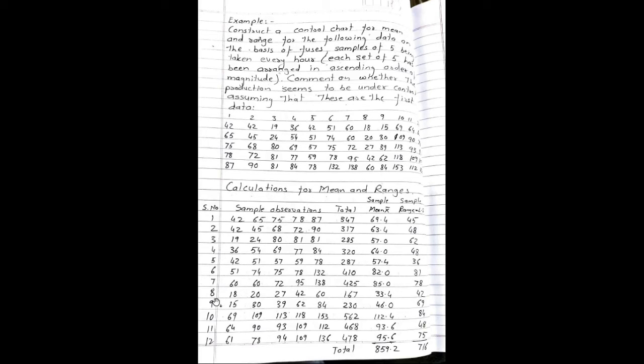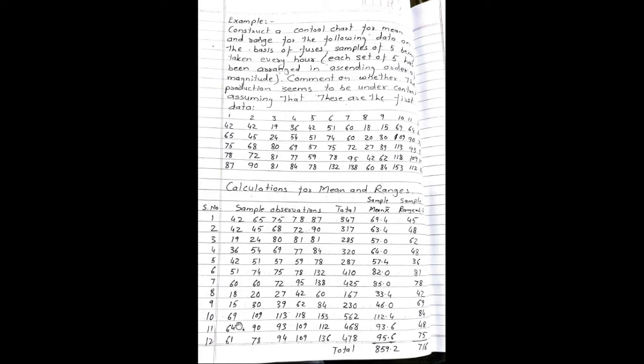Eighth sample: 18 plus 20 plus 27 plus 42 plus 60. Total becomes 167, divided by 5 will give us a mean of 33.4. Then the ninth sample: 15 plus 30 plus 39 plus 62 plus 84. Total is 230, divided by 5 will give us a mean of 46.